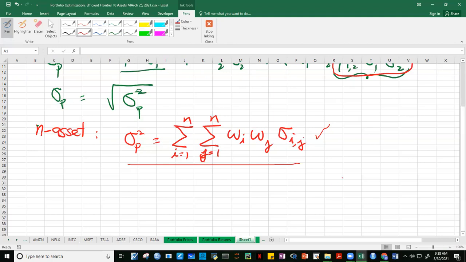So subukan lang natin sa 3-asset portfolio. Spell out natin 3-asset.